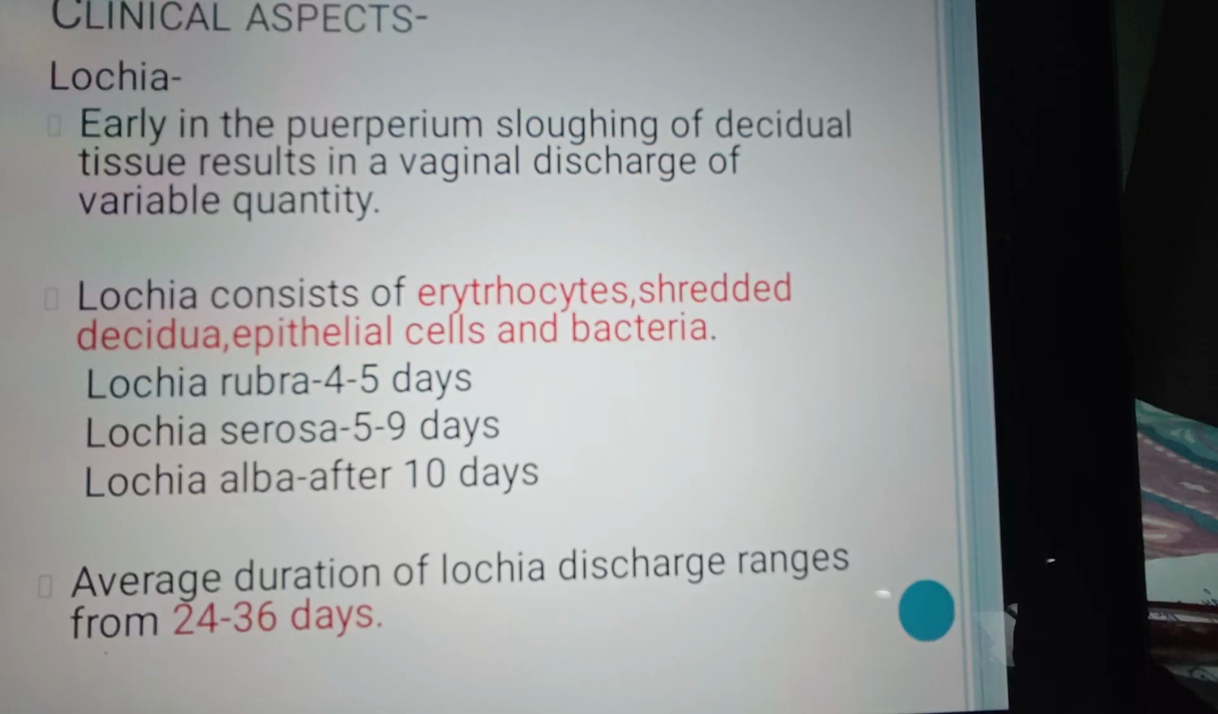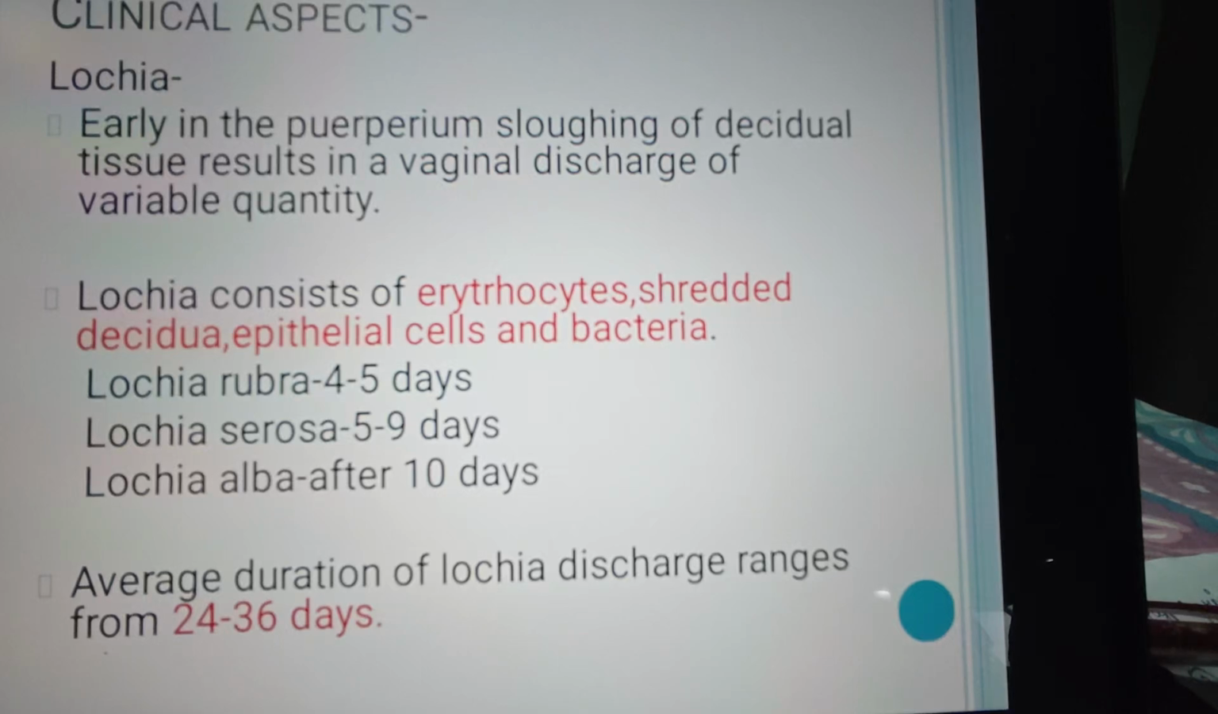Now, what are the clinical aspects? We have seen that for the sloughing of decidua, there is release of a discharge known as lochia, which is a vaginal discharge of variable quantity. This lochia contains blood cells, that is erythrocytes, shredded decidua, epithelial cells and bacteria. Lochia is divided into three parts: lochia rubra, lochia serosa and lochia alba. The names differ based on the color of the discharge and the duration.